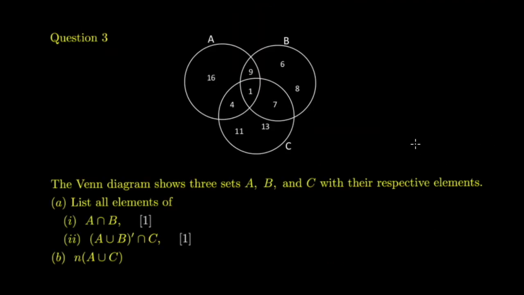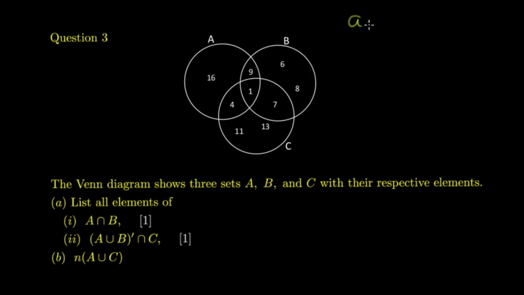The third question says the Venn diagram shows 3 sets A, B, and C, and their respective elements. It simply means the elements you see in A belong to A, the elements in B belong to B, and in C they belong to C. But sometimes the sets share elements. When they share, this part, for example, is A intersection B.